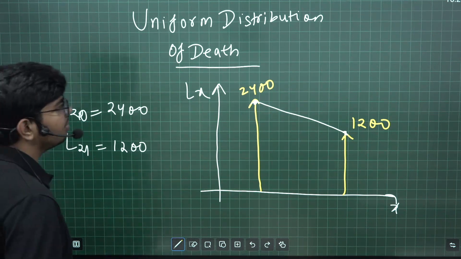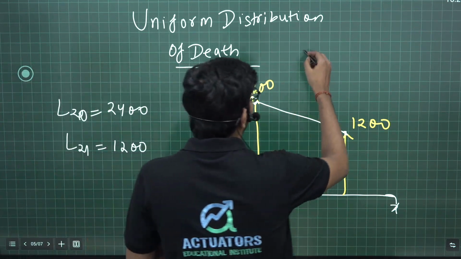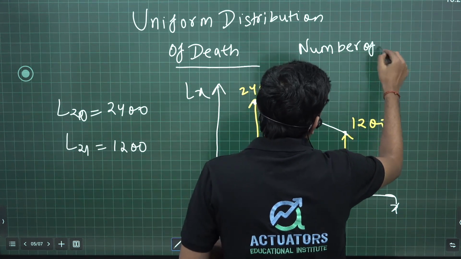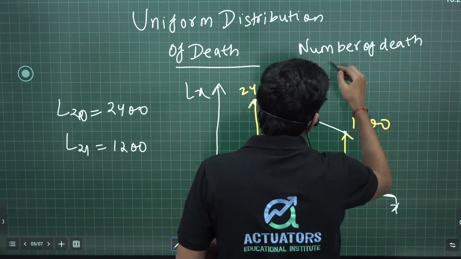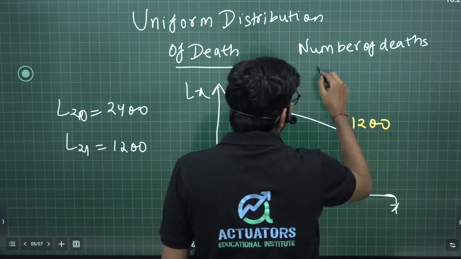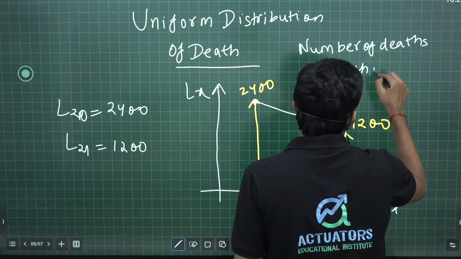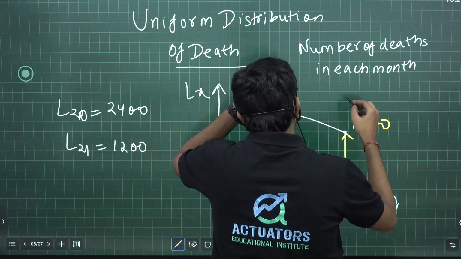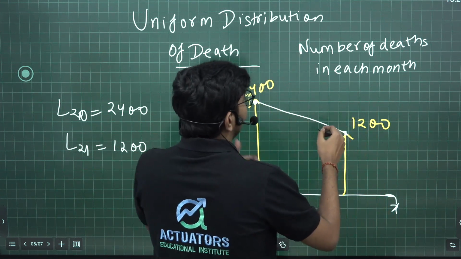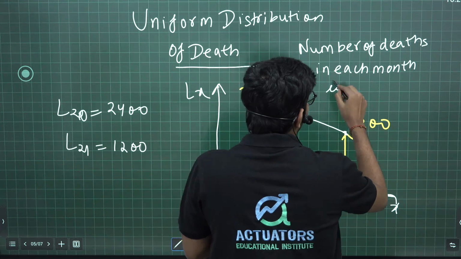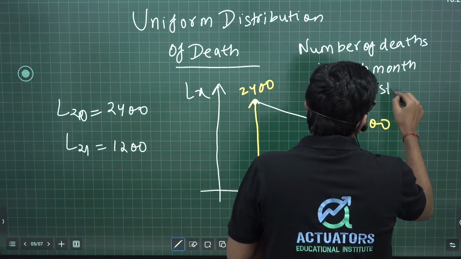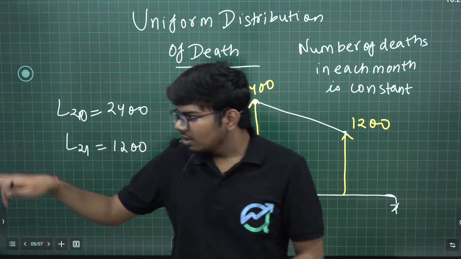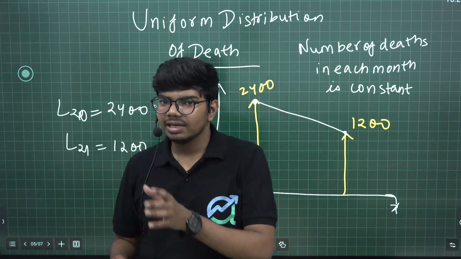Or you can finally break it down as the number of people dying in the first month being equal to the number dying in the second month, and so on and so forth. In other words, the number of deaths in each month is constant. So if I were to go from 2400 to 1200, essentially 100 people have died in January and 100 people have died in February, and so on and so forth. That is what it essentially means. The number of people dying is basically constant.